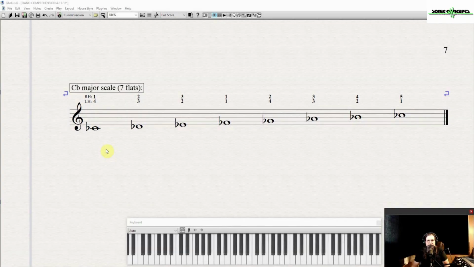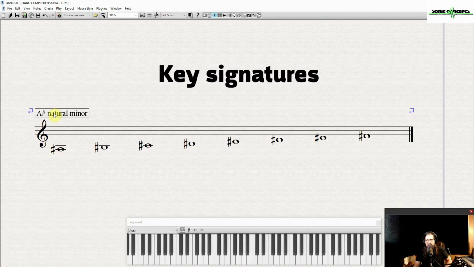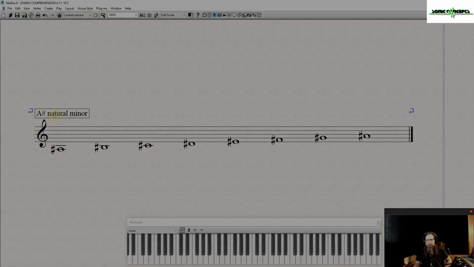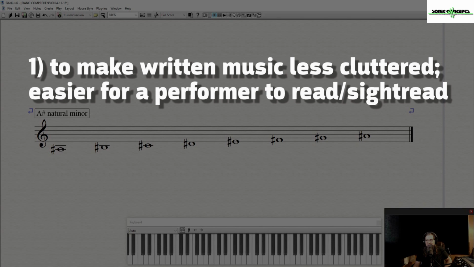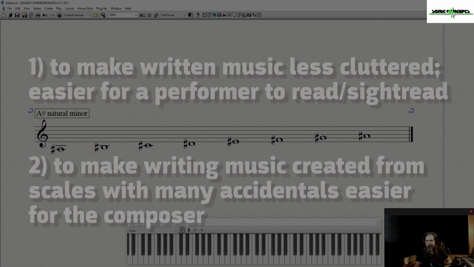Scales such as the C-flat major or A-sharp natural minor scales contain many accidentals and would be quite arduous to compose in if it were not for the existence of key signatures. Key signatures are often referred to as keys. For example, what key are you in? Key signatures were created for two purposes: to make written music less cluttered and easier for a performer to read, and to make the arduous task of writing music created from scales containing many accidentals easier for the composer.